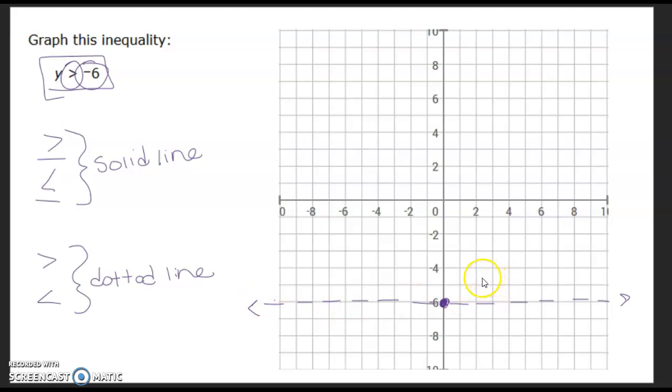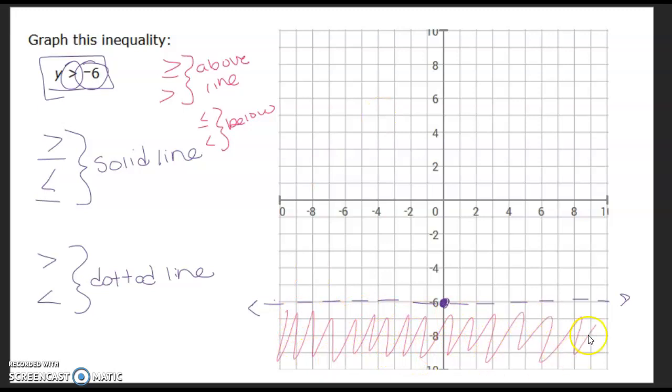And then the last thing we need to do is shade. To figure out the shading, if you have these symbols, which are greater than, that means you shade above the line. And if you have these cute little ones that look like squished L's, L's mean below the line. So if I'm shading below, that means I'm shading all down there.